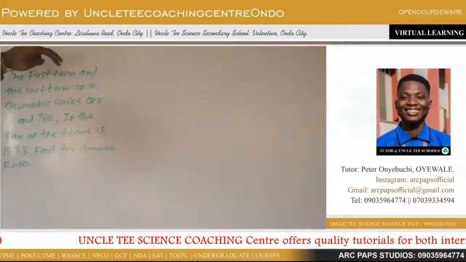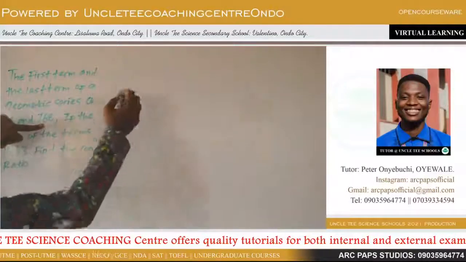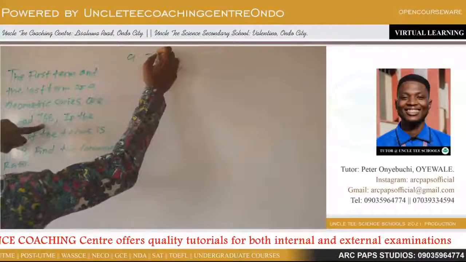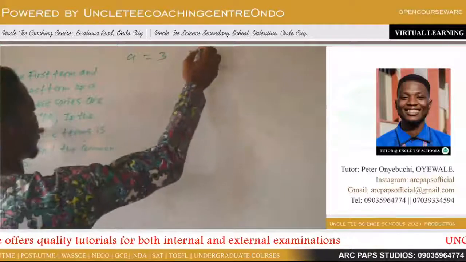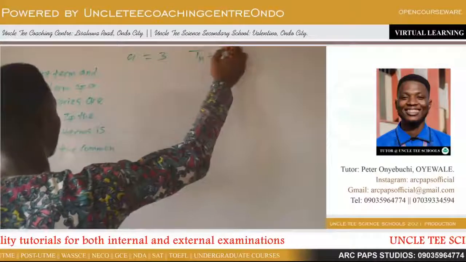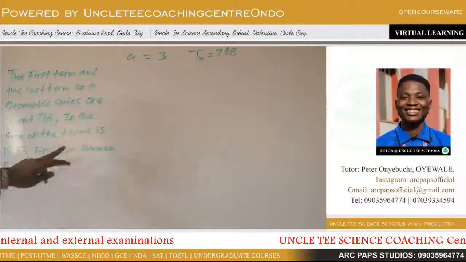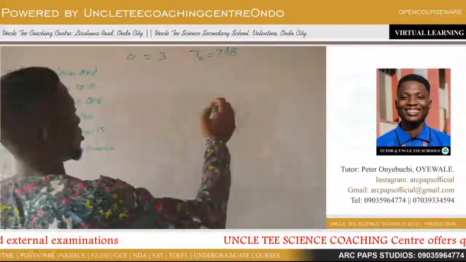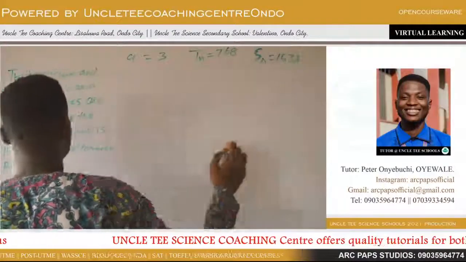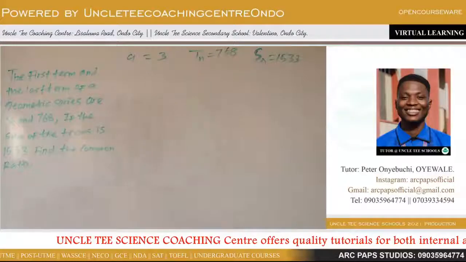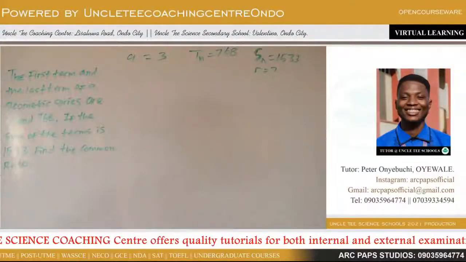Okay, now in this question we're given that the first term and the last term of a geometric series are 3 and 768. So our first term is 3 and our last term is 768. If the sum of the terms is 1533, find the common ratio. Our R, that is what we are looking for.